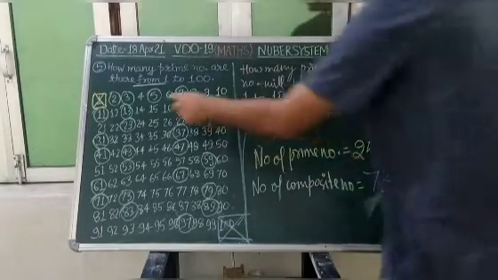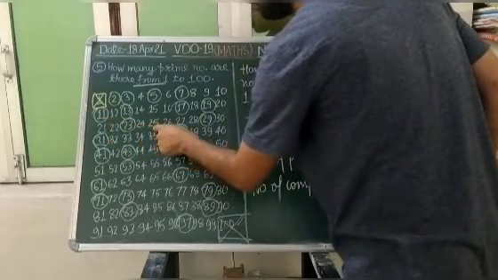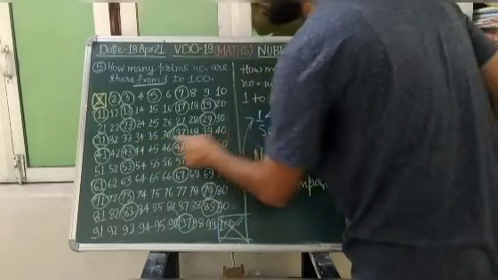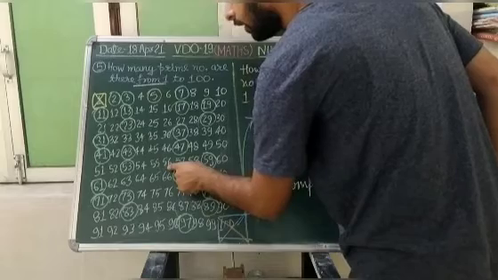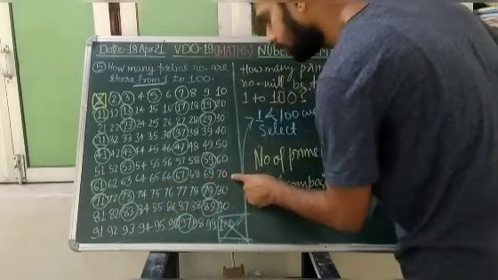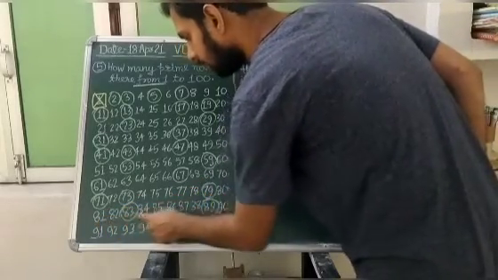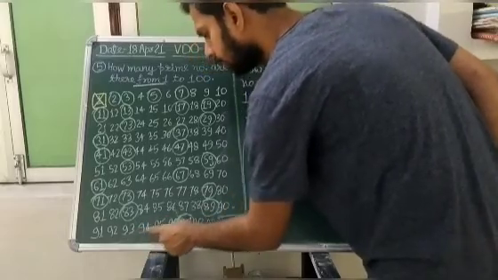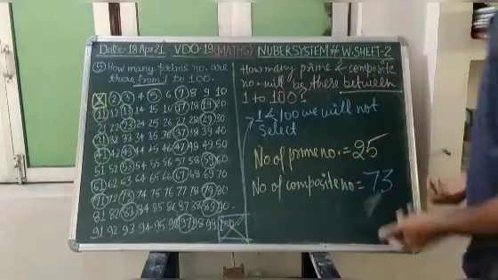And you can check as well: 1, 2, 3, 4, 5, 6, 7, 8, 9, 10, and so on, counting up to 73. 100 we can't select when they are saying between. So the answer is 73.